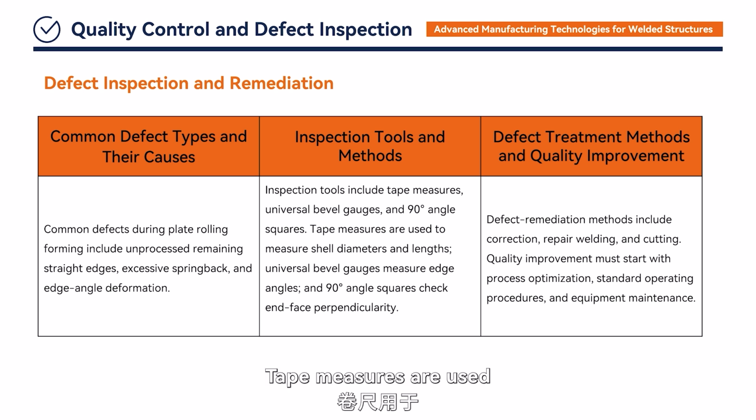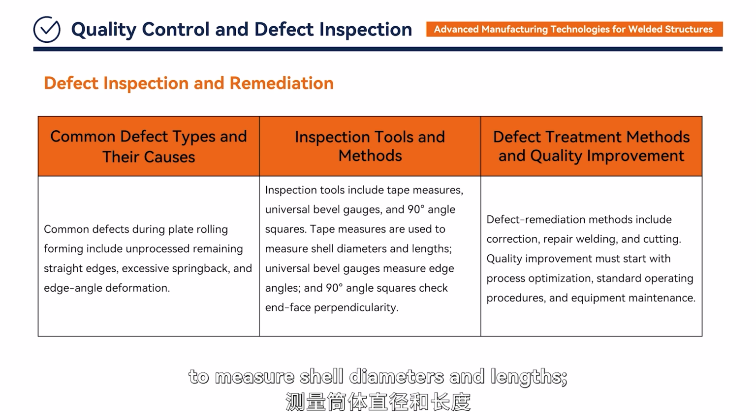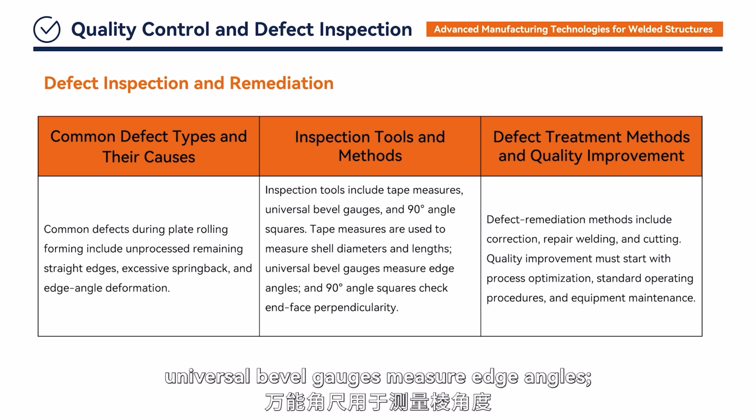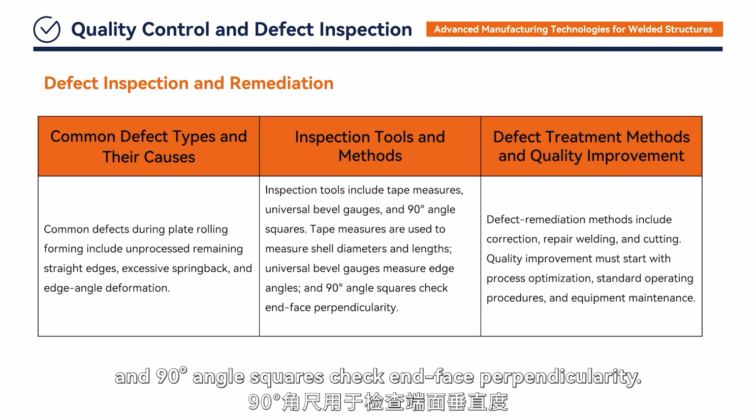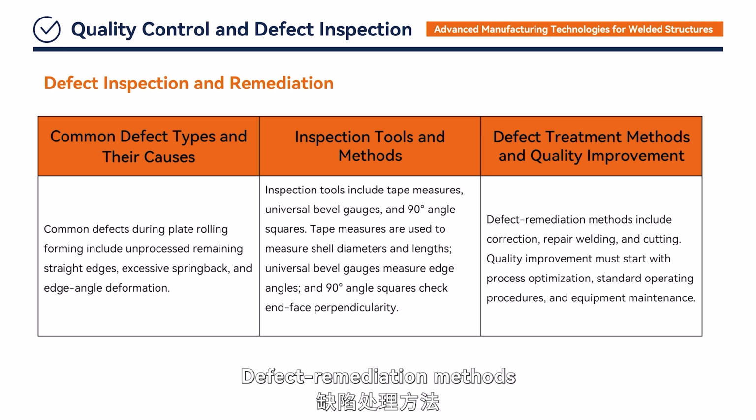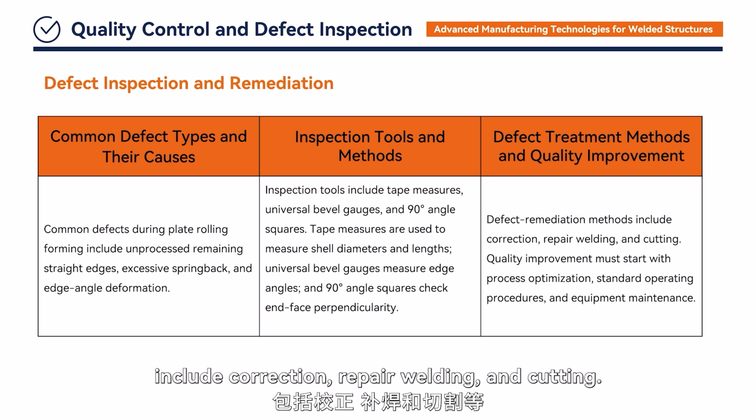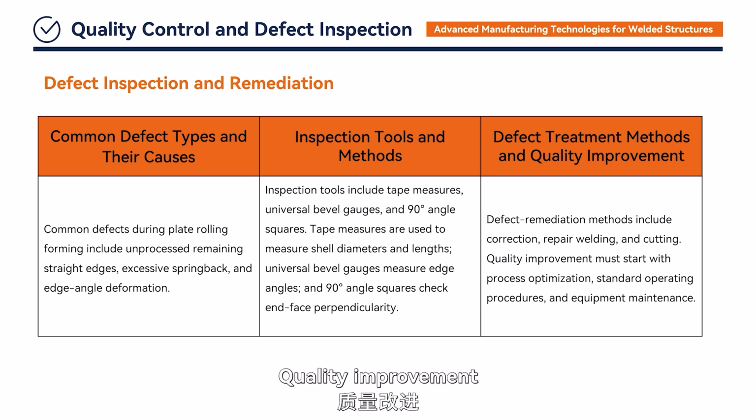Tape measures are used to measure shell diameters and lengths. Universal bevel gauges measure edge angles, and 90 degrees angle squares check end face perpendicularity. Defect remediation methods include correction, repair, welding, and cutting. Quality improvement must start with process optimization, standard operating procedures, and equipment maintenance.